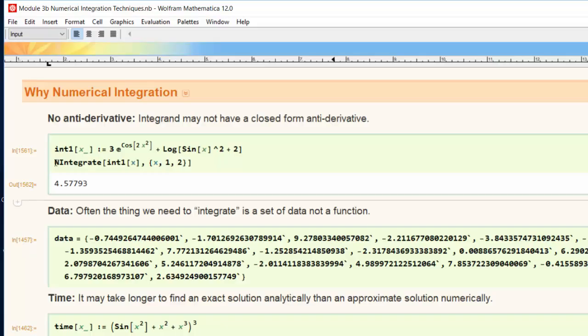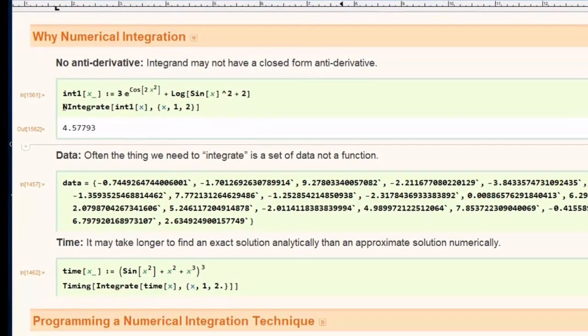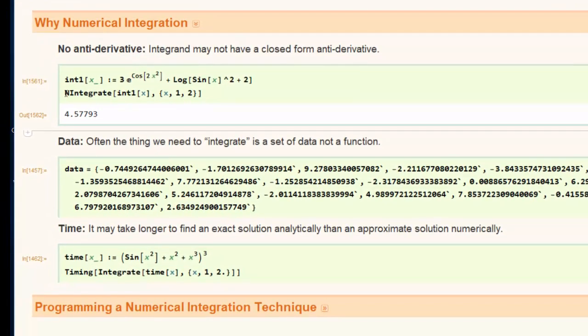The next reason that's cited in the text is data. Often in real life, our information is given to us in terms of a data set, not a function. So here's an example of a data set. If I need to integrate this to calculate some value, I would have to use a numerical technique. And the last reason is because of time.